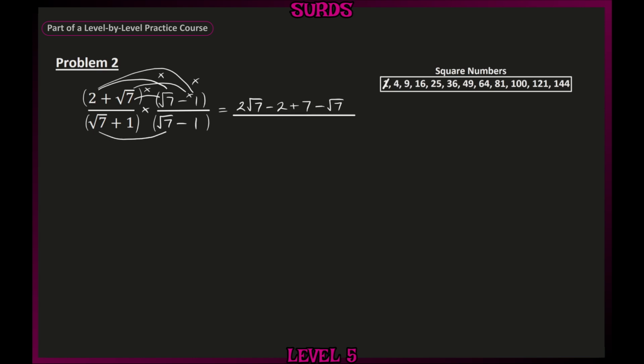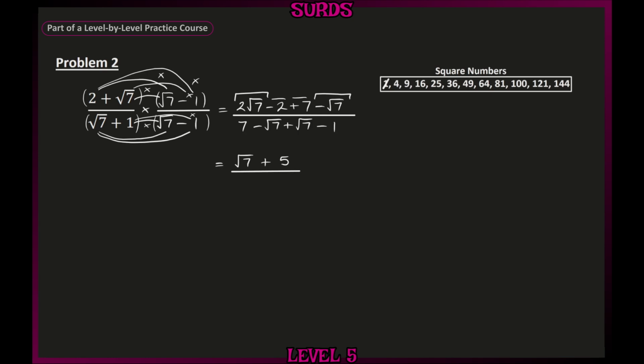So we have root 7 multiplied by root 7 is just 7. Root 7 multiplied by minus 1 is minus root 7. 1 multiplied by root 7 is plus root 7. And finally, 1 multiplied by minus 1 is just minus 1. Looking at the numerator to start with, we can simplify. So 2 root 7 minus root 7 just gives us root 7, because 2 minus 1 is 1. Next, minus 2 plus 7 is plus 5. So we have root 7 plus 5 in our numerator.